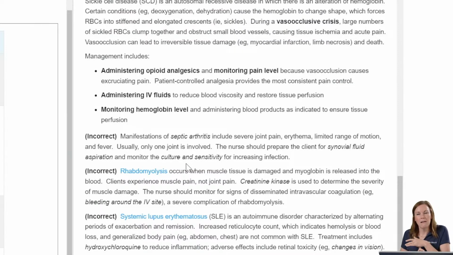Sickle cell is not infective, so that's why that's not our right answer. Rhabdo can again have some of those common findings associated with the pain, but it's going to be muscle pain, not joint pain. Our client had that knee pain. With rhabdo, we're going to monitor our CK levels, and we're also going to be worried about DIC, which is our bleeding and clotting at the same time. So that's why the option of bleeding around the IV site is what we're going to monitor. That would be worsening rhabdo.